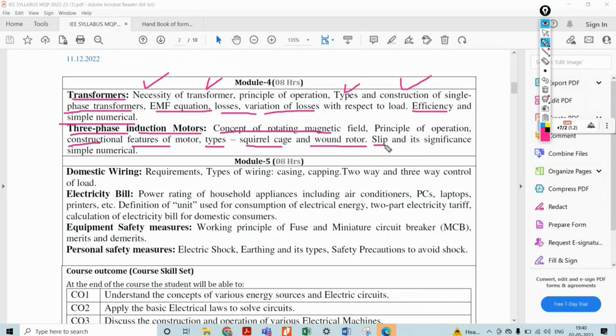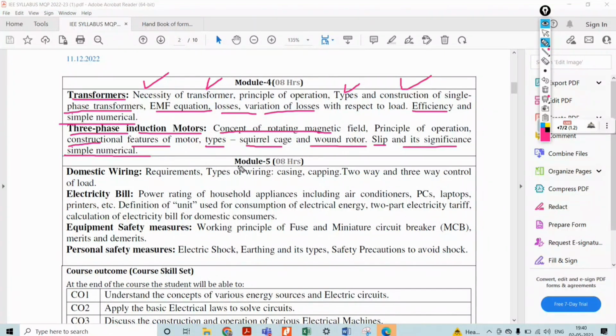Then the definition of slip and its significance, then the rotor frequency equation. Then you need to concentrate on the numerical. Okay, these things are mandatory to prepare from your examination point of view.